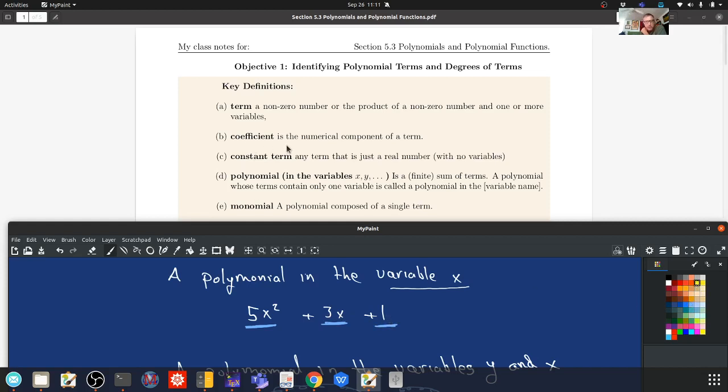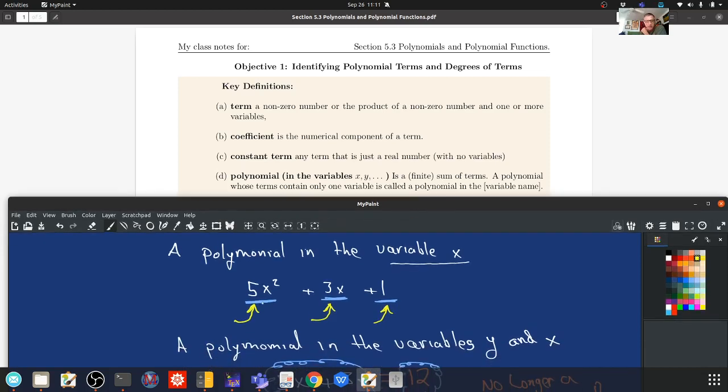Now let's break it down even more. The coefficient is the numerical component of a term. So 5 is the coefficient of the x squared term, and 3 is the coefficient of the x term. And sometimes we say 1 is its own coefficient, but usually we talk about coefficients when there's a variable term. A constant term is any term that is just a real number with no variables. So again, this is the constant term in this simple polynomial.